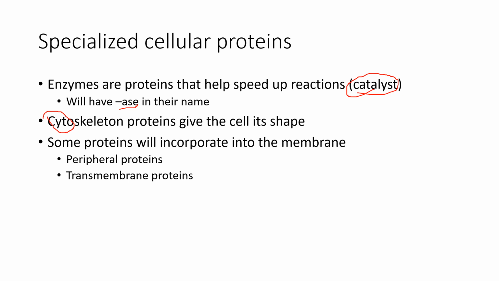Now, there are some proteins that are going to be associated and incorporated into the cell membrane. Some of these are called peripheral proteins, which are technically just on the periphery of the cell membrane. And some of them are called transmembrane proteins. Again, remember, trans means across. So transmembrane proteins are proteins that go across the cell membrane. A lot of these will form pores through the cell membranes, which we'll talk about in a little bit.